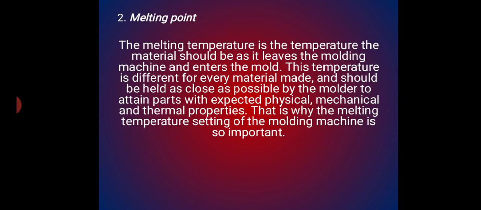The second thing is the melting point. You know very well what the melting point is. In the case of the glass transition temperature, at that temperature the polymer never melts. The polymer just becomes soft. Whereas in the case of the melting point, we consider the temperature at which it melts. So the melting point is another property of the polymer.